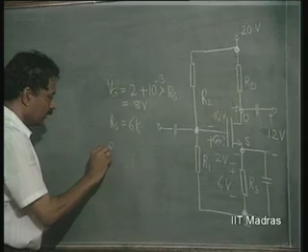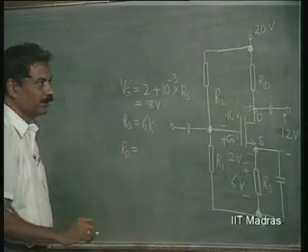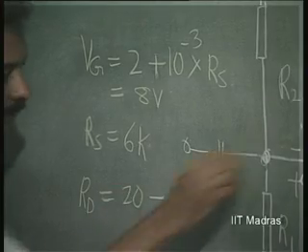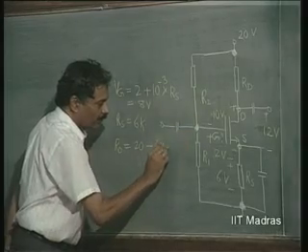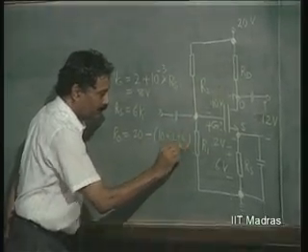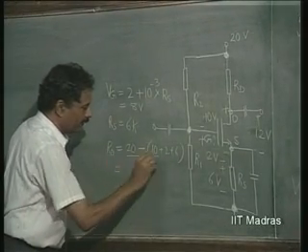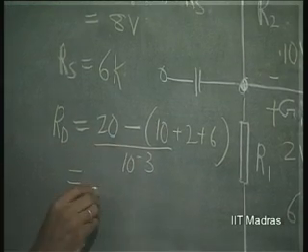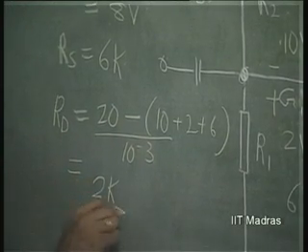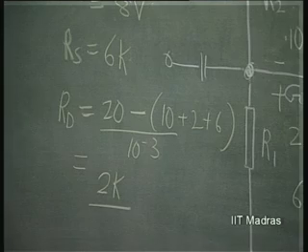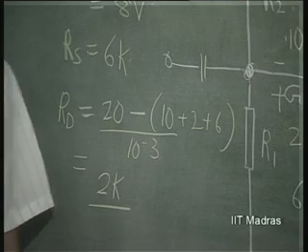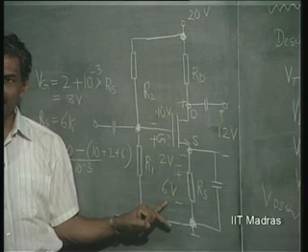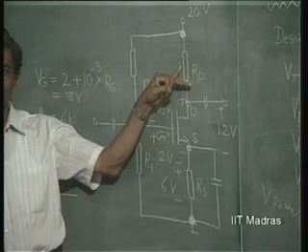So, Rd is going to be 20 minus 10 plus 2 plus 6, divided by 1 milliampere, which is 2K. Another design would have been, if I had chosen this as 4K, I could have had this as again 4K.